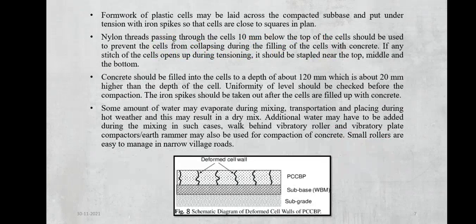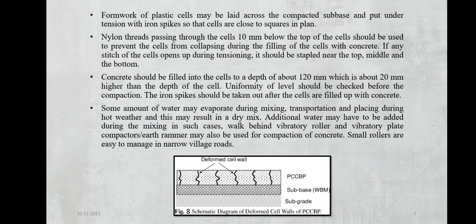Formwork of this plastic cell is then laid over the subbase under tension with iron spikes, so the cells are close to square in plan. Nylon thread is used to stitch the cells properly so that tensioning is maintained and they do not collapse when the concrete is filled in the cells.